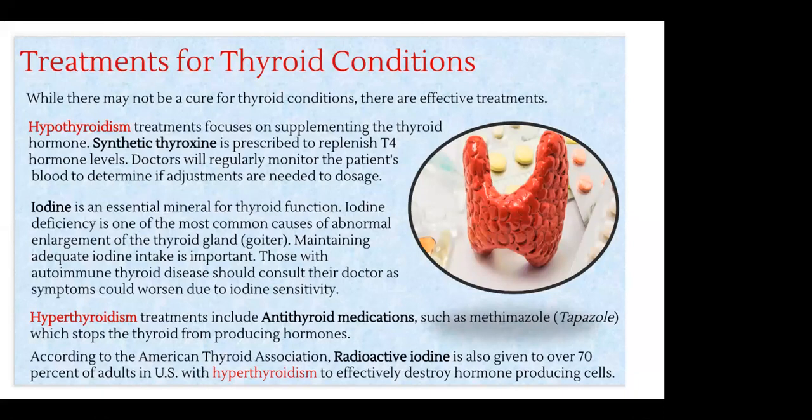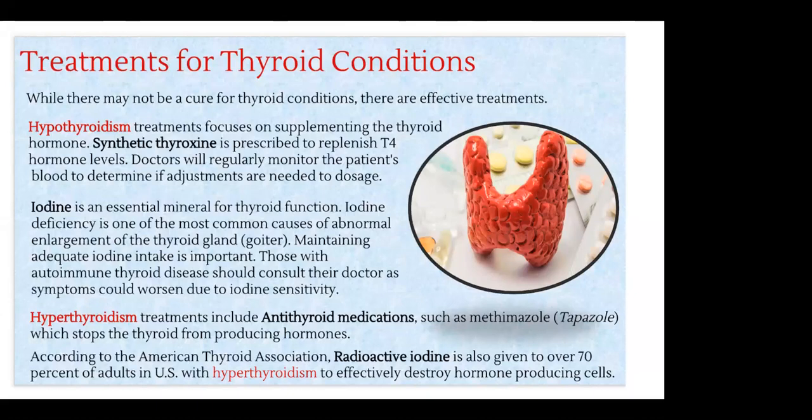Iodine is an essential mineral for thyroid function. So iodine deficiency is one of the most common causes of abnormal enlargement of the thyroid gland, or goiter. So maintaining adequate iodine intake is very important for those who are hypothyroid. Now, hyperthyroidism is treated with antithyroid medications such as Tapazole.